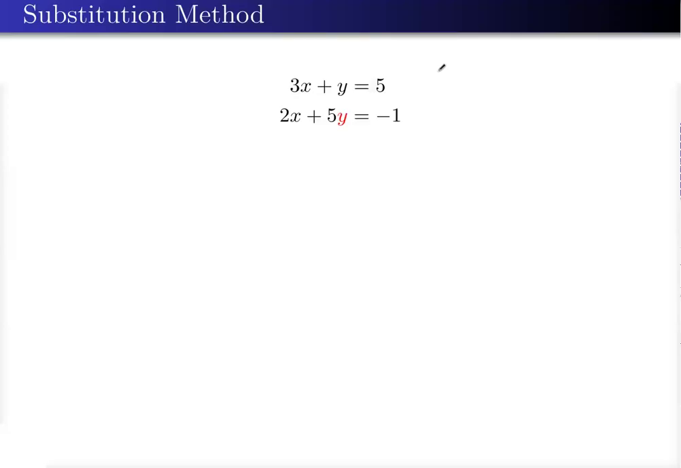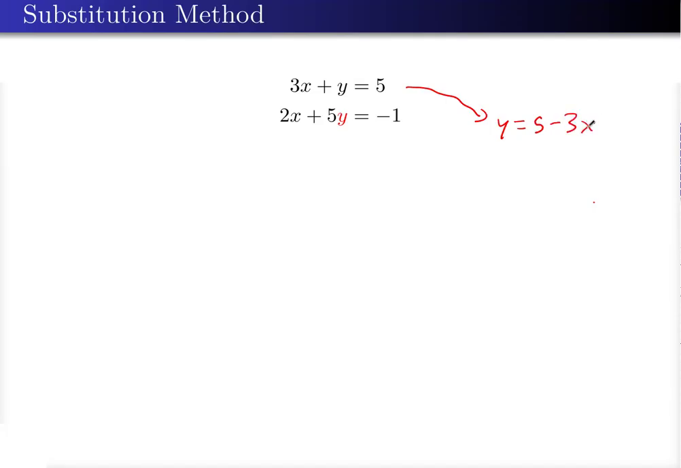In this session, we're going to review the substitution method. Here in this first example, we have a system of two linear equations in two unknowns. One thing that we can notice, looking at this first equation, is that we could rewrite it pretty nicely as y is equal to 5 minus 3x.